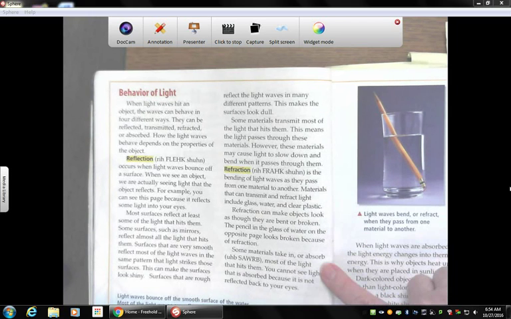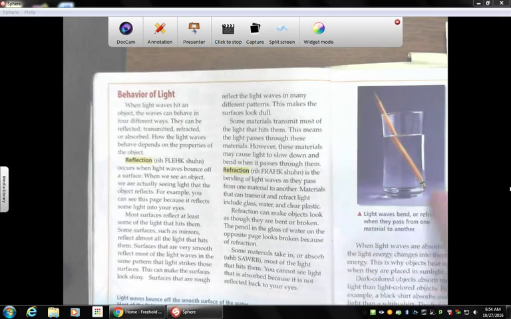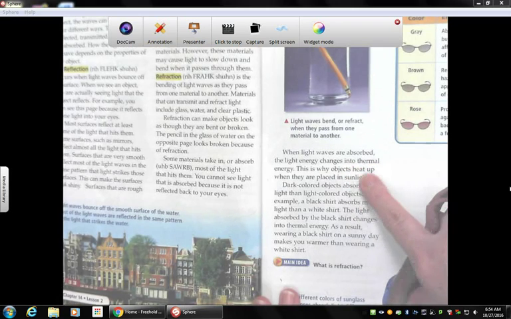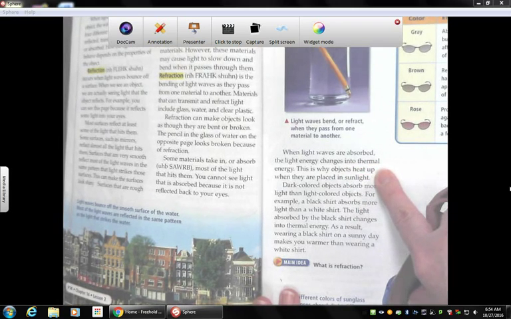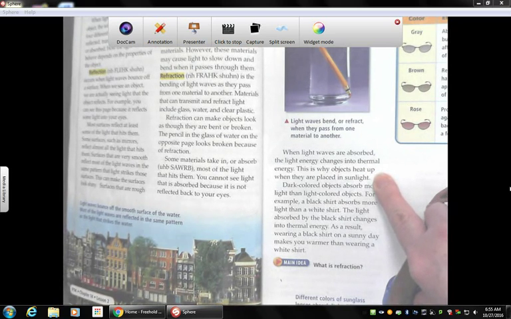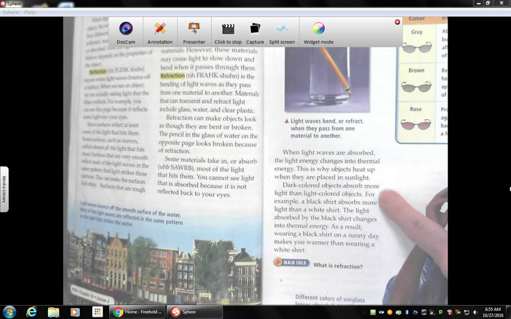Some materials take in or absorb most of the light that hits them. You cannot see light that is absorbed because it is not reflected back to your eyes. When light waves are absorbed, light energy changes into thermal energy. This is why objects heat up when they are placed in the sunlight. So if you are sitting in the sunlight, you are absorbing the light, and that's why you are going to feel warm. Dark-colored objects absorb more light than light-colored objects.